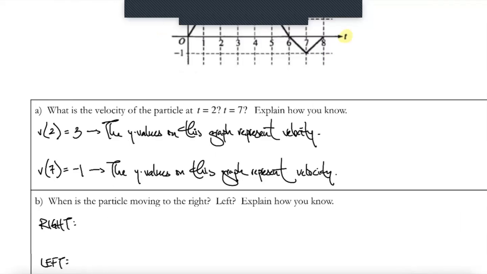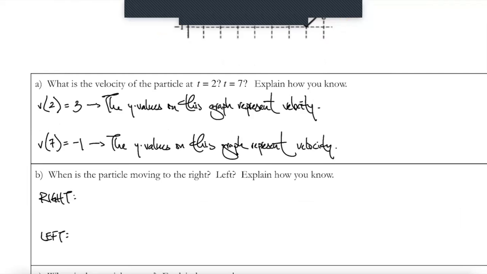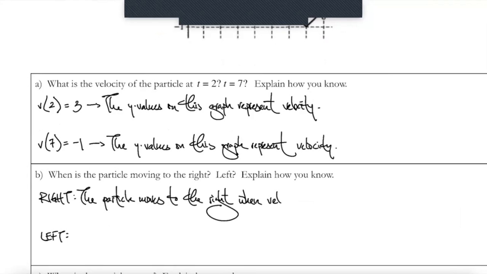Good, good, good. So that's actually what I'm going to start with, okay? I'm going to say that the particle moves to the right when its velocity is positive.